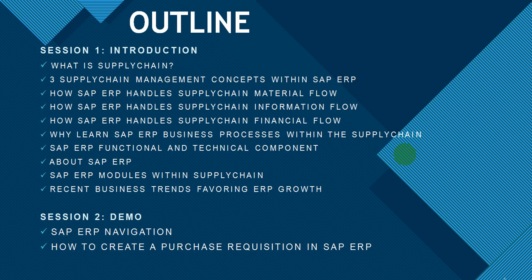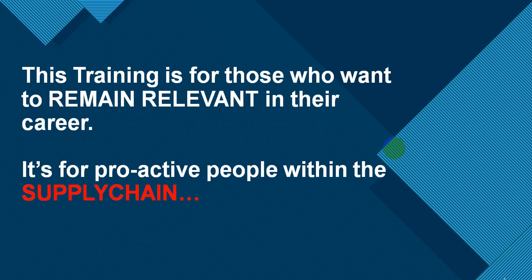Okay, so we have the demo session where we'll have you see the navigation and how to create a purchase requisition. Now, the purchase requisition document is used by all departments within the organization. So we're going to see how that is used and how the SAP ERP handles that within the supply chain. All right, so let's get into it.